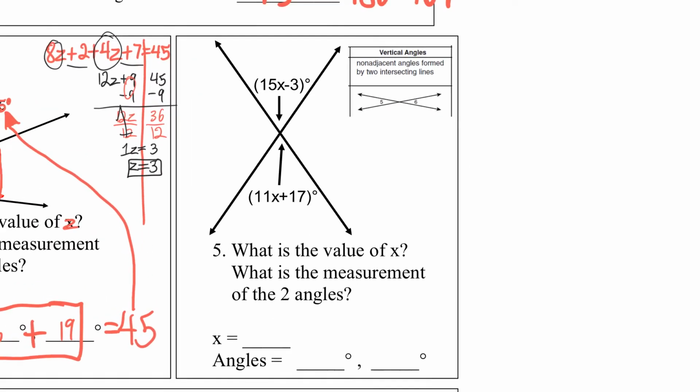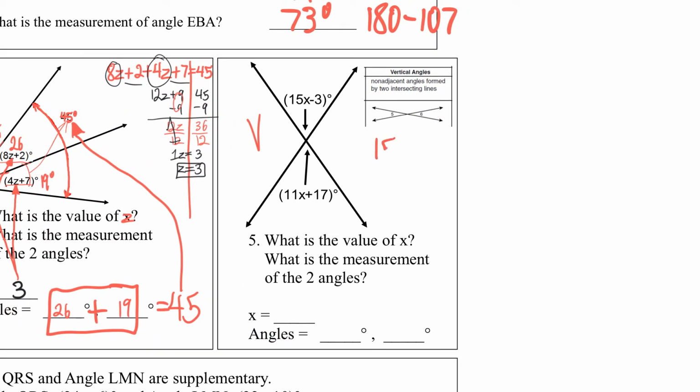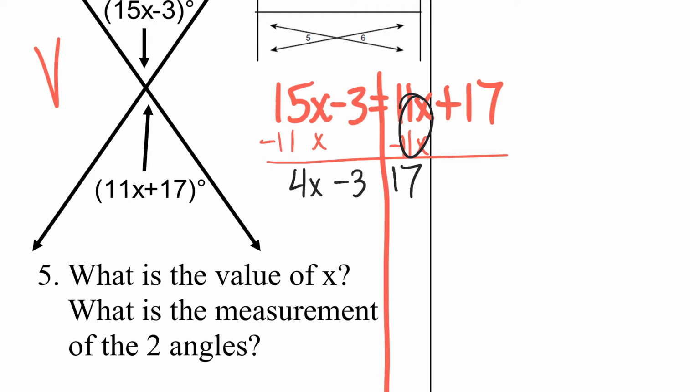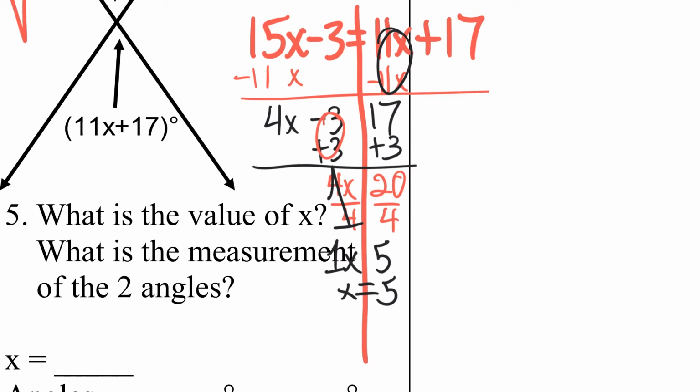Okay, second one, or number 5. What is this? What are these? Vertical. Okay, they're vertical. What do I know about vertical angles? They are always congruent. So you just did a problem just like this on your quiz, but it should look like this. 15x minus 3 equals 11x plus 17. All right, so we subtract 11x from both sides. 4x minus 3 equals 17. It's going to be 5. So x should equal 5 there.